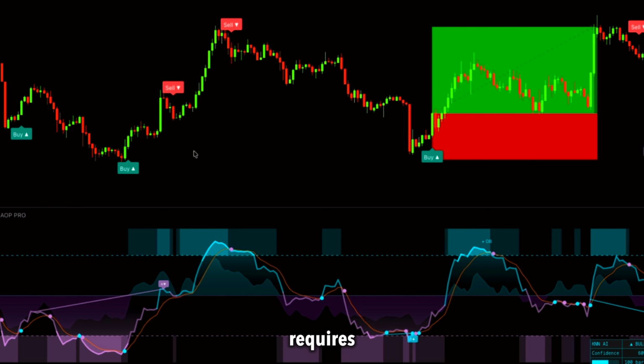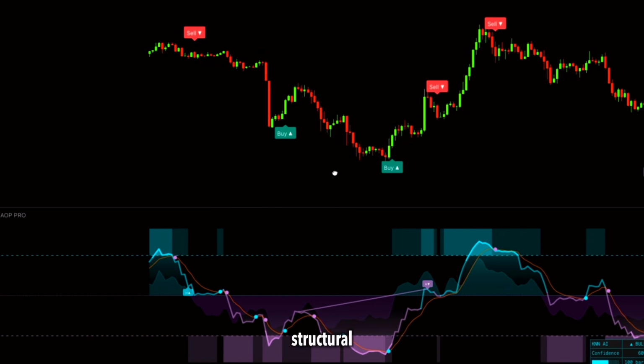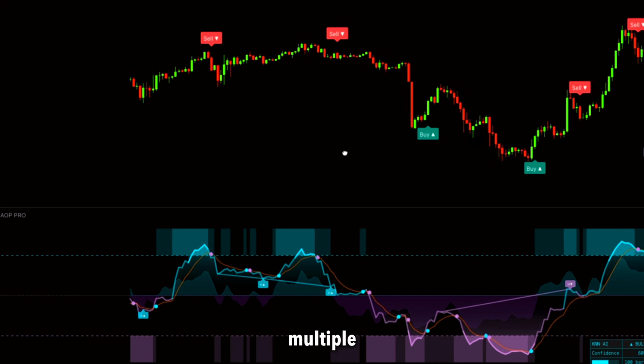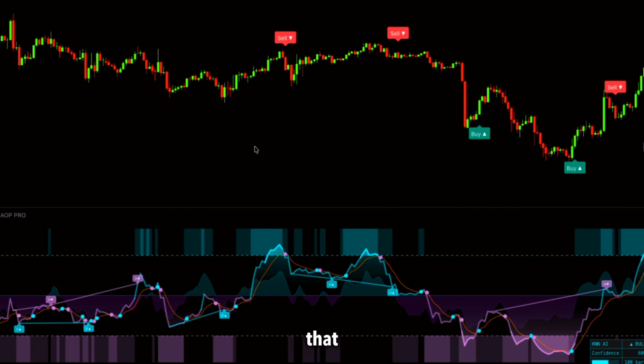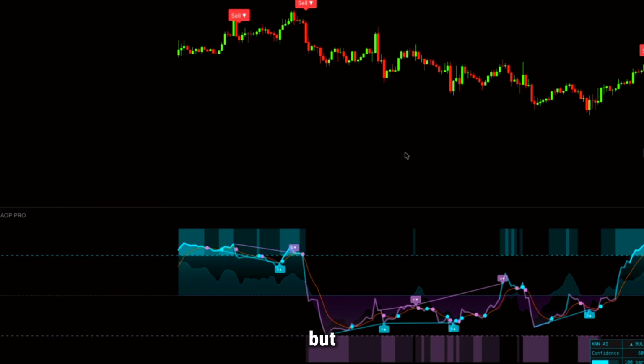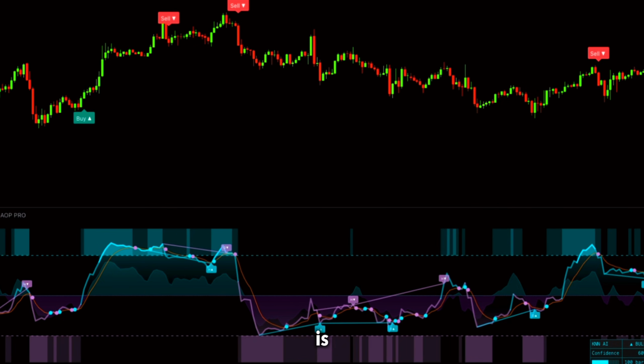Remember, reversal trading requires patience. You're waiting for structural exhaustion to be confirmed across multiple independent systems. That does not happen every day. But when it does, the reward-to-risk ratio is exceptional.